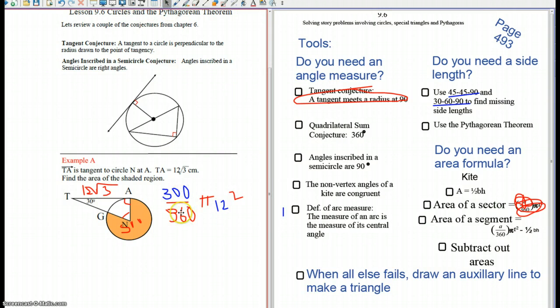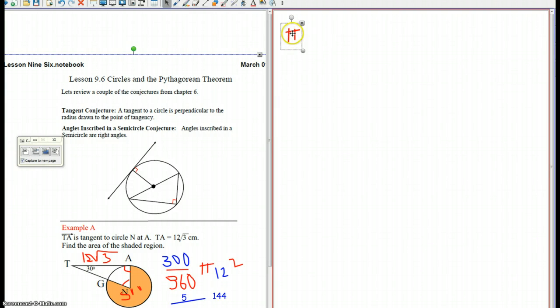I know that 300 over 360 is 5/6. Let's try typing 5/6 perhaps. That'll save us some time. 5 sixths, and we'll put a line underneath the 5. So I have 5/6 pi times 12 squared. 12 squared is 144. So I will rewrite 144 right here. And I still need pi. Perhaps I should capture pi, and then I do not have to try to redraw pi. And there's pi. I'll put it down here.